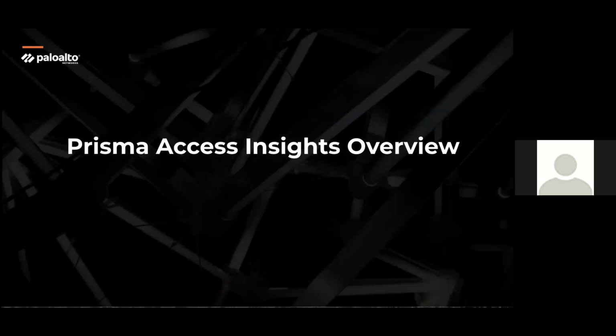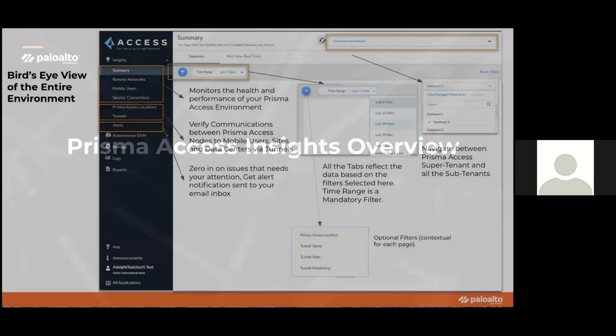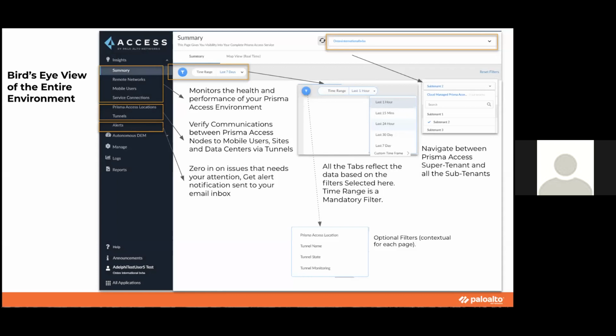Let's have a quick Prisma Access Insights overview. Once you click on the Prisma Access app and go to Insights on the left, you will see a few options. Click on Insights. This will be the bird's eye view of your entire environment. This page will be showing up.